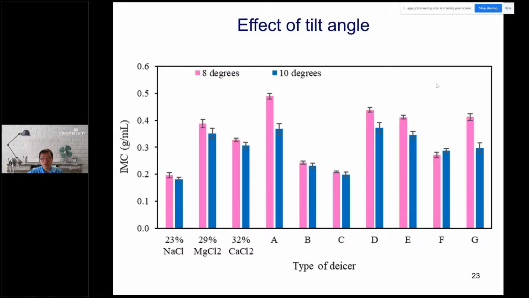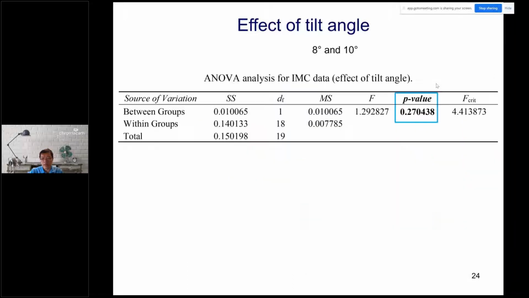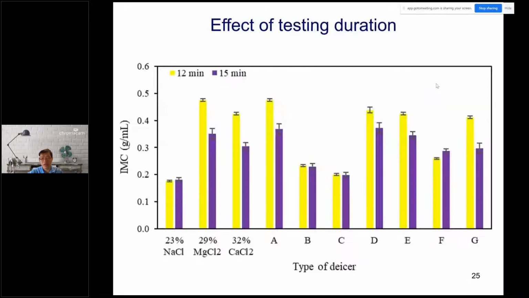Now, for tilt angle, we explore the difference between 8 degrees and 10 degrees. Again, the test result indicates that the tilt angle doesn't have a statistically significant effect on the ice melting capacity data. Now, test duration: we compared 12 minutes and 15 minutes.